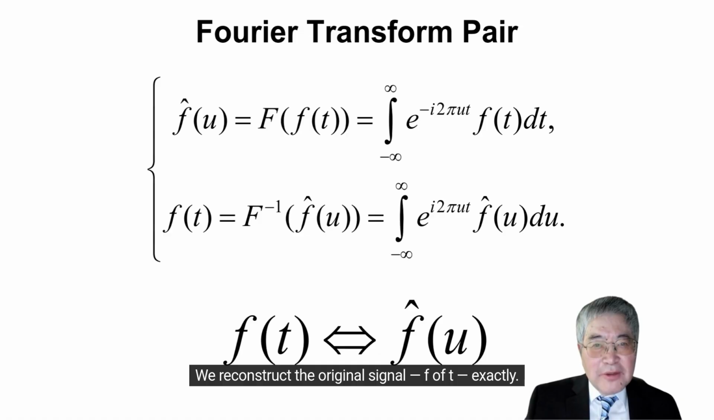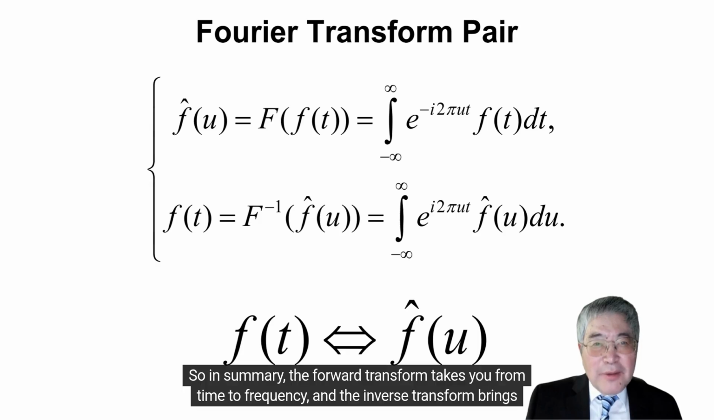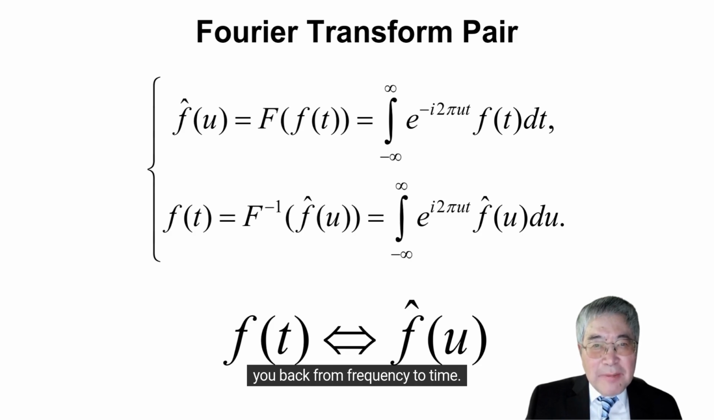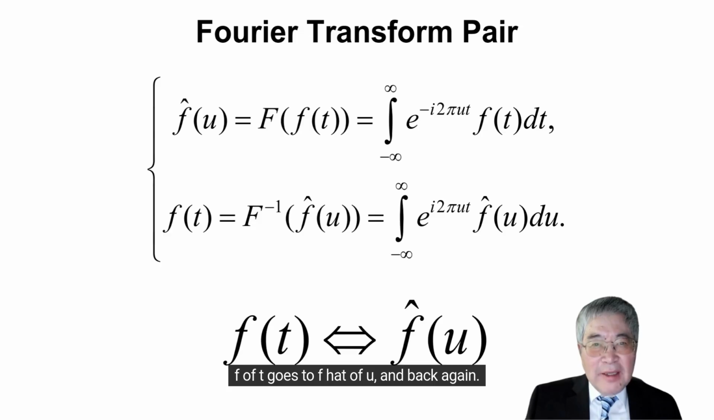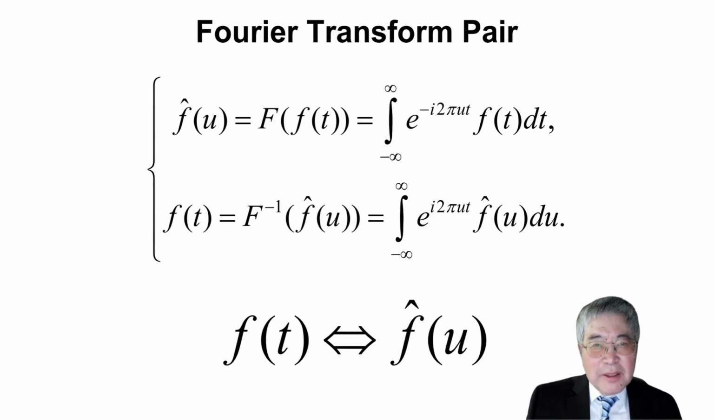We reconstruct the original signal, f of t, exactly. So in summary, the forward transform takes you from time to frequency, and the inverse transform brings you back from frequency to time. That's the two-way mapping shown symbolically at the bottom. f of t goes to f hat of u and back again. Now a few mathematical notes to make this complete.